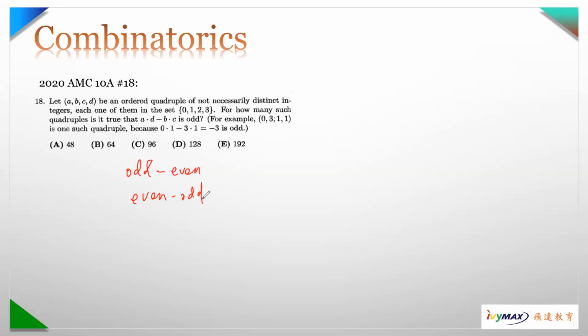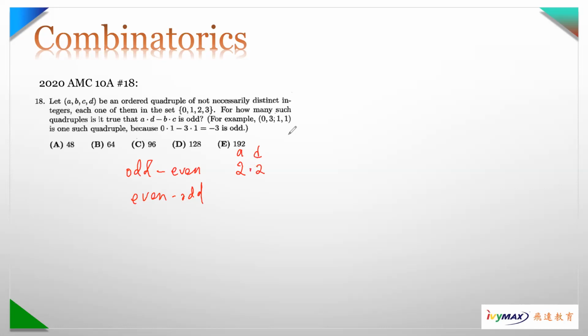So then the problem is how can I choose the options to make, say, A times D odd. In this case, there are only two options for A and D to give an odd product: both of them have to be odd. So A can be odd, and we have two options, right? And D has to be odd, and we also have two options.